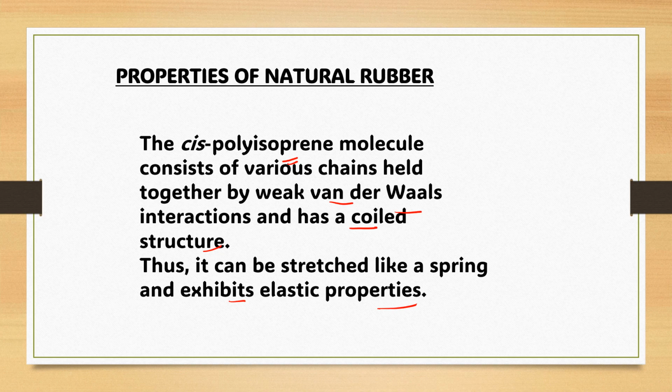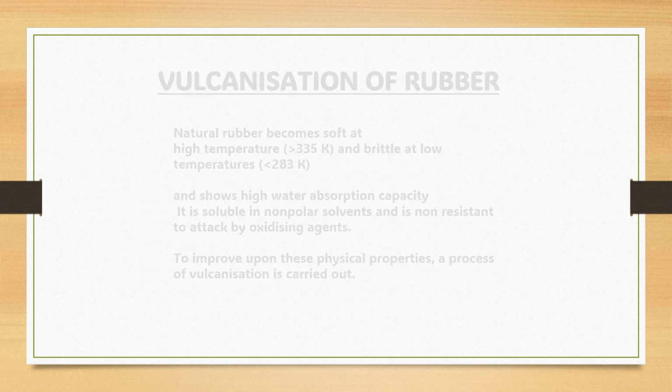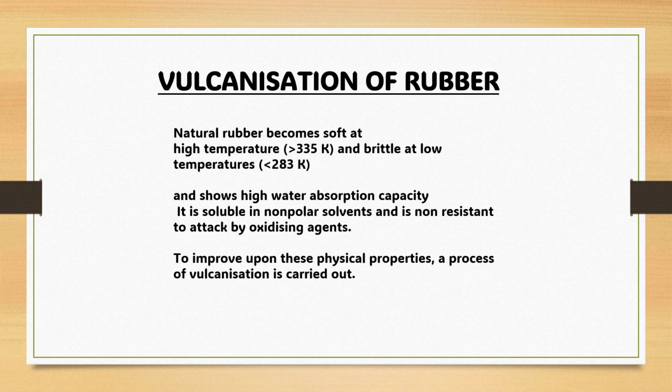What is vulcanization of rubber? We know that natural rubber has the property that it becomes soft at high temperature, that is greater than 335 Kelvin. If it is heated, it becomes soft, and when it is treated at 283 Kelvin or less temperature than that, it becomes brittle. So this is the quality of natural rubber.